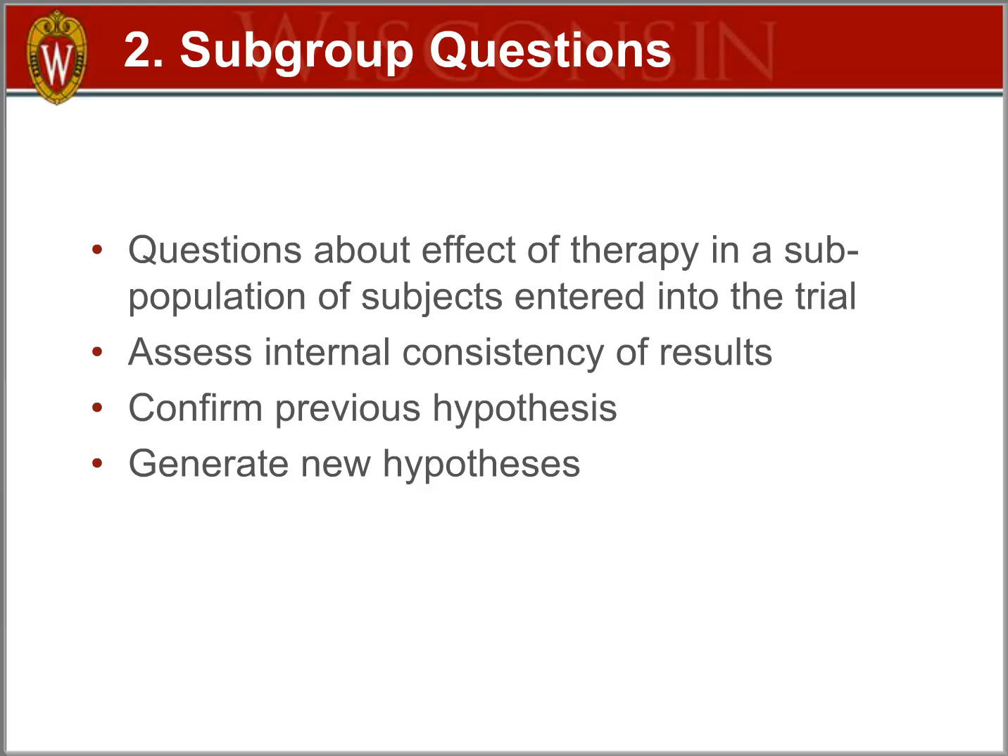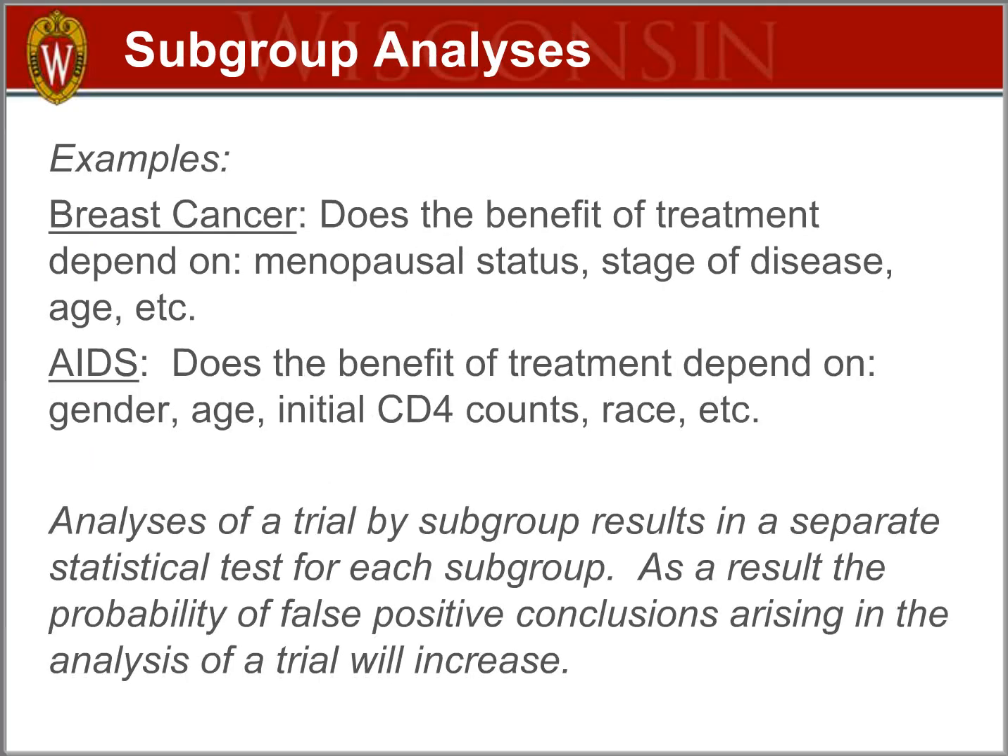We may want to confirm a previous hypothesis that some other study has raised, or perhaps we want to generate a new hypothesis. So subgroup questions are an important part of a clinical trial, but we also recognize the more we do that, the greater the chance we'll find something, a false positive conclusion. An example here is, does the benefit of treatment depend on menopausal status in a cancer trial, the stage of the disease, the age of the patient, and so forth?